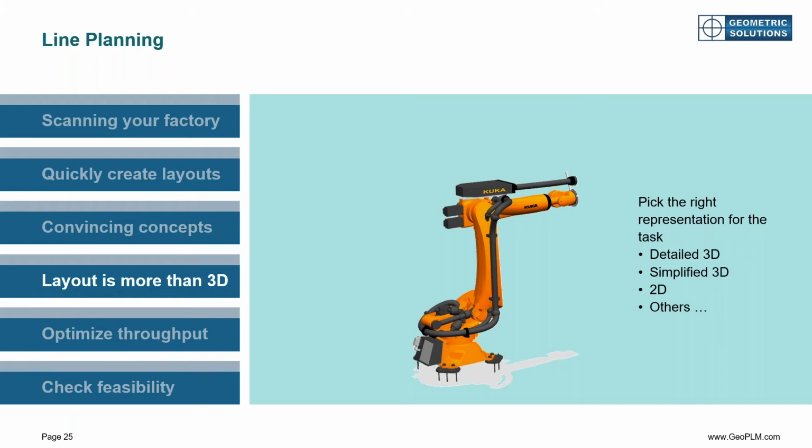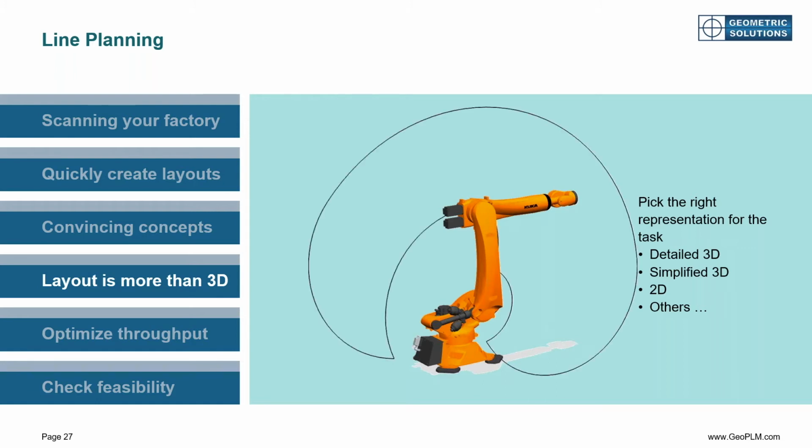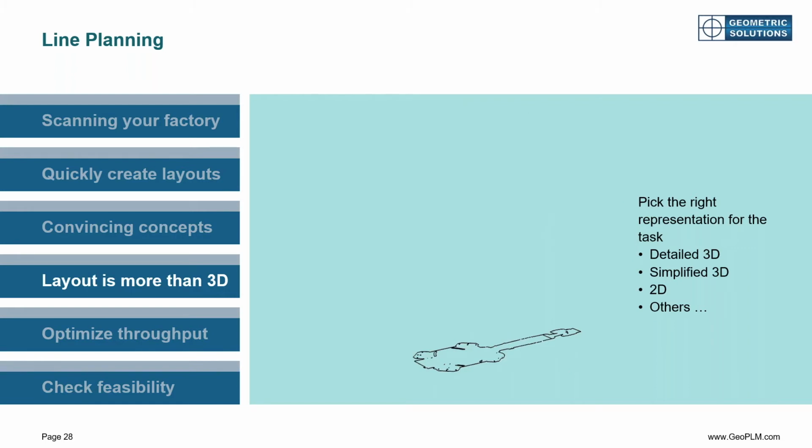So let's just talk about which is the right representation. Here we have a robot with all the cables, and up on top is a little vision sensor to see where things are, right? So I've got the complete view of it. I can actually pick just a simplified 3D view of it. I can actually show the sweep and the reach of the tool, and I can just show it in 2D.